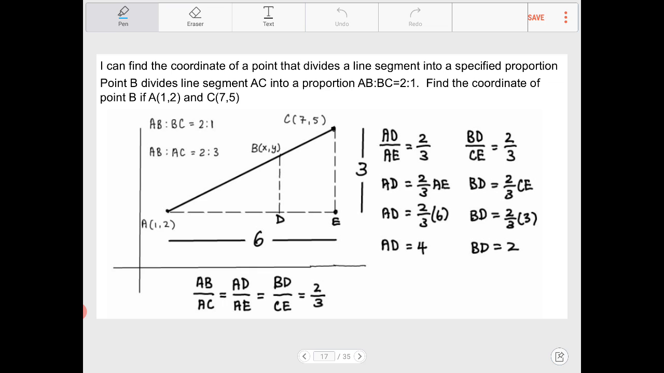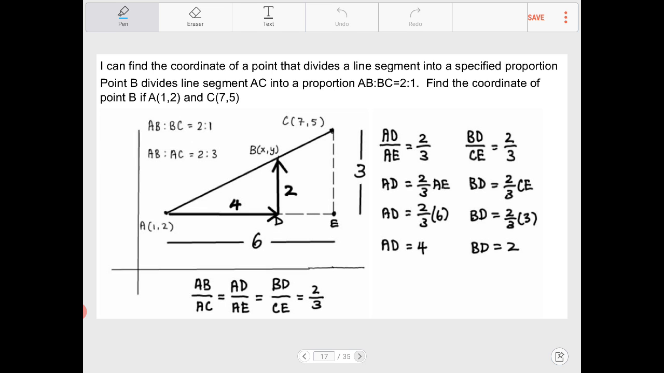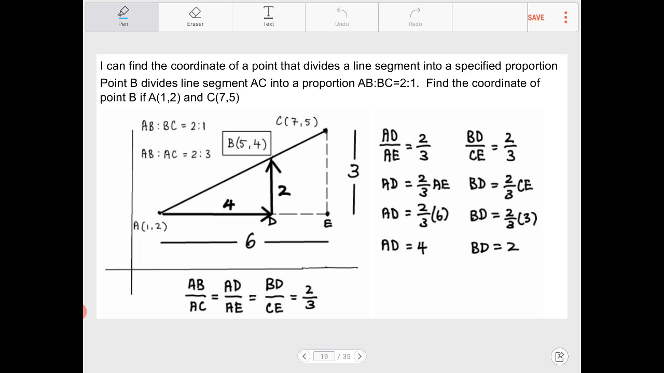Now, these are not coordinates. 4 and 2 are not coordinates. So AD is 4, which means we're going to go 4 to the right from point A and 2 up from point A, which leaves us with coordinate B as 5, 4.